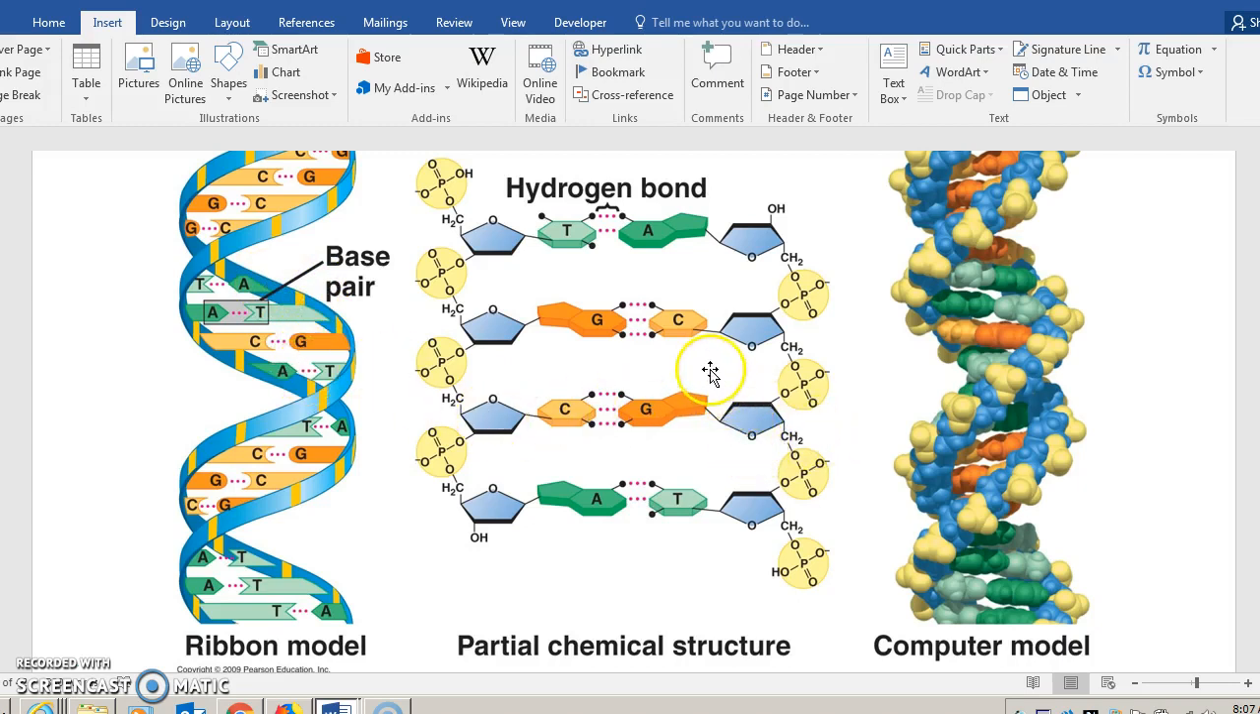Also a reminder, A always pairs with T, and C and G always pair with each other. That's a given. That's just what they do unless there's a problem such as mutation. And if they do mispair, sometimes that does cause mutations. But A and T always pair with each other, and C and G always pair with each other. Complementary base pairing.